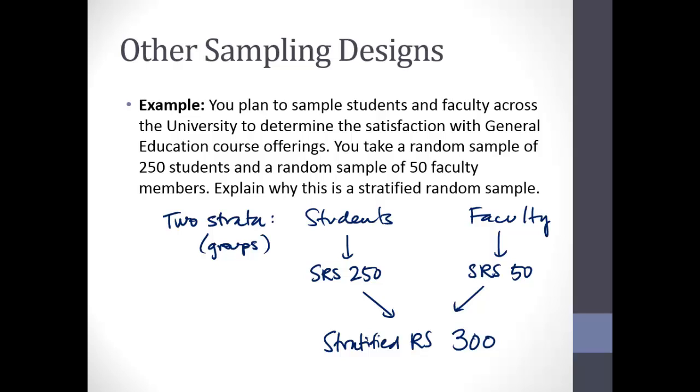Again, if there's certain groups that I want to make sure to hear from in my population, I can take a random sample of each one of those groups, put them together, and that's called a stratified random sample.